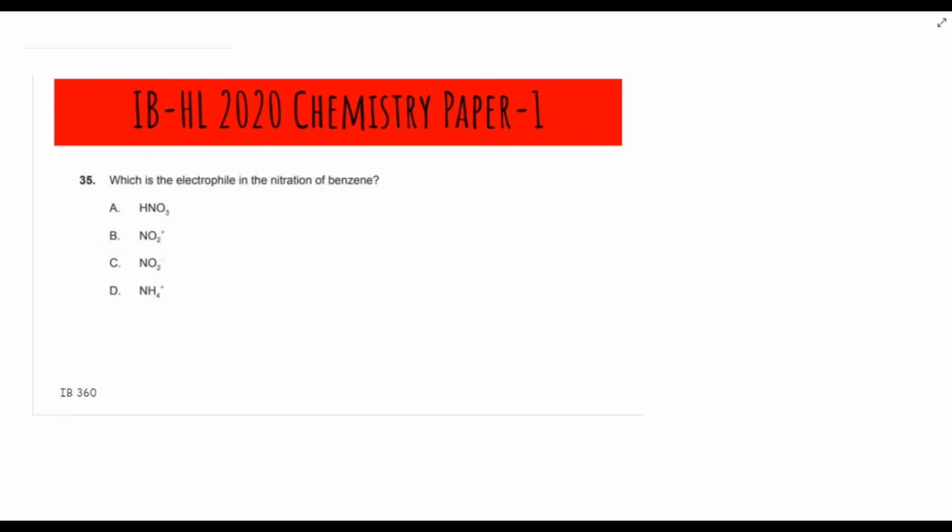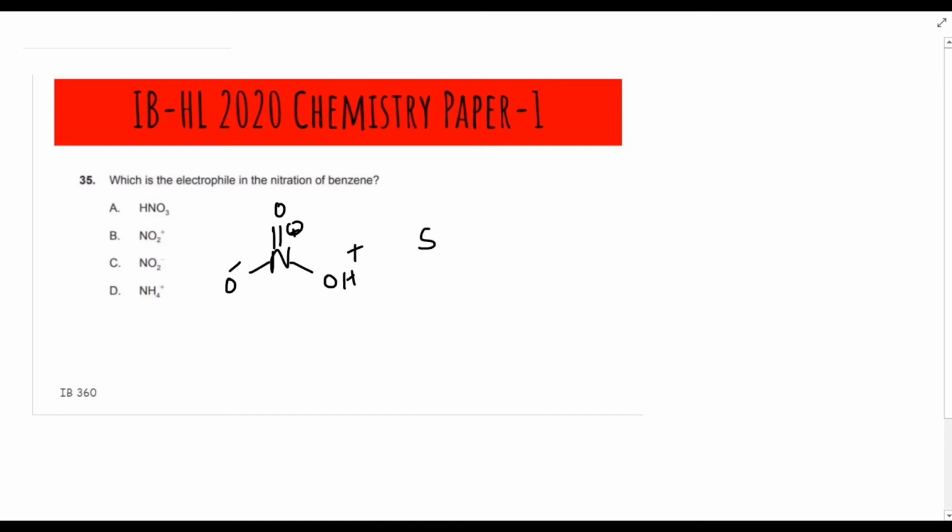Now moving on to question 35, we need to identify which is the electrophile in the nitration of benzene. So basically for benzene nitration, if you remember, we generally add two things. Firstly is H2SO4, sulfuric acid. Secondly is nitric acid. So the reaction goes something like this. You have this nitric acid. The structure of nitric acid looks like this.